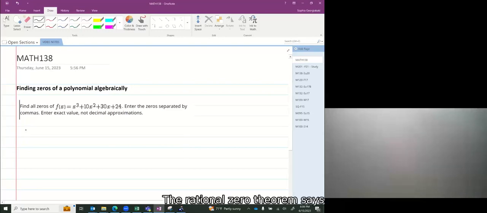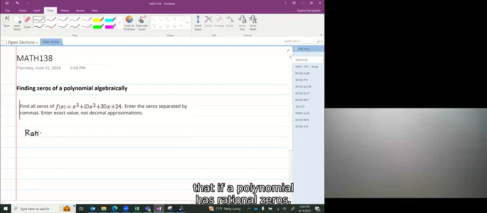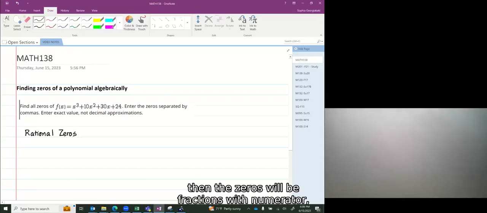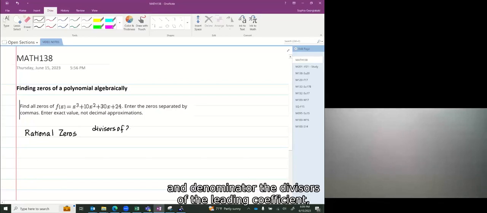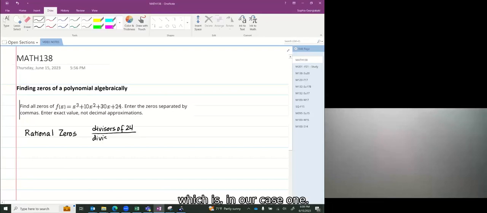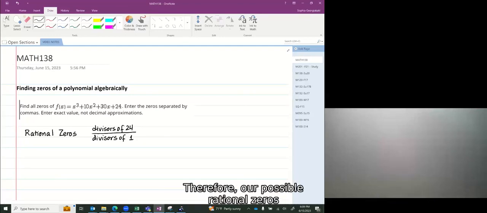The rational zero theorem says that if a polynomial has rational zeros, then the zeros will be fractions with numerator the divisors of the constant term, which is 24, and denominator the divisors of the leading coefficient, which is, in our case, 1. So actually, if there are any rational zeros, then they have to be whole numbers, because the only divisors for 1 are 1 and negative 1.